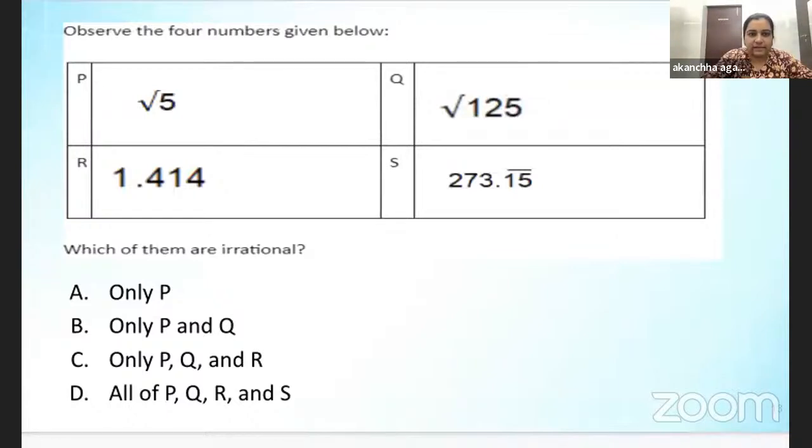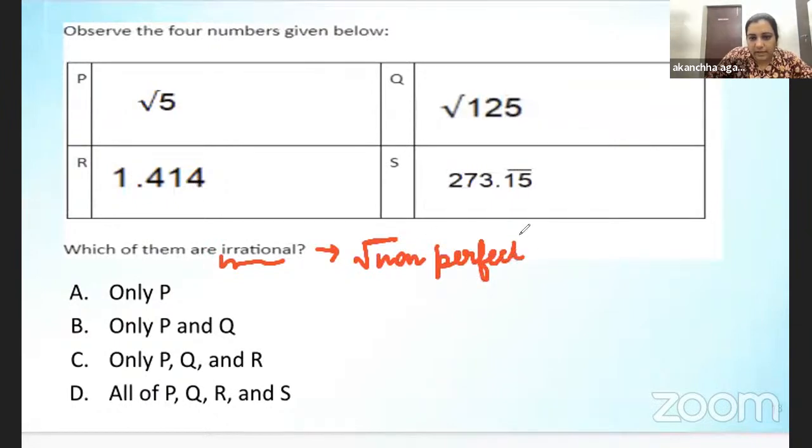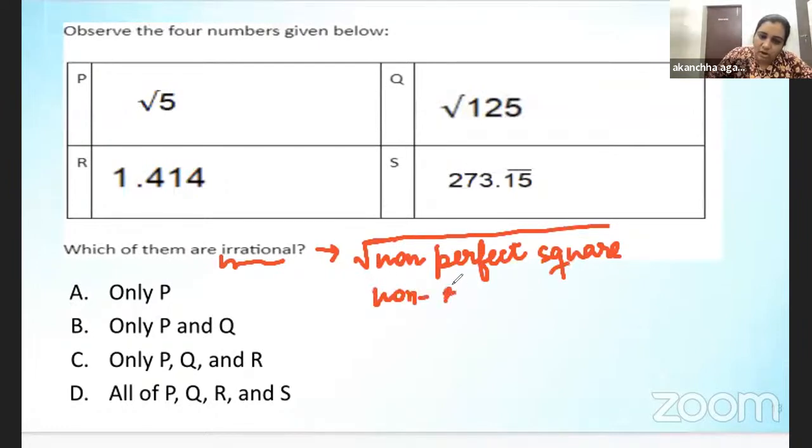So the next problem says that you need to observe the 4 numbers given below, and you have to say which of them is irrational. So let's revisit the definition of an irrational number. Either we'll find it in a root form, and here we'll see a non-perfect square inside the square root, or if it is in a decimal form, then it should be non-repeating and non-terminating.